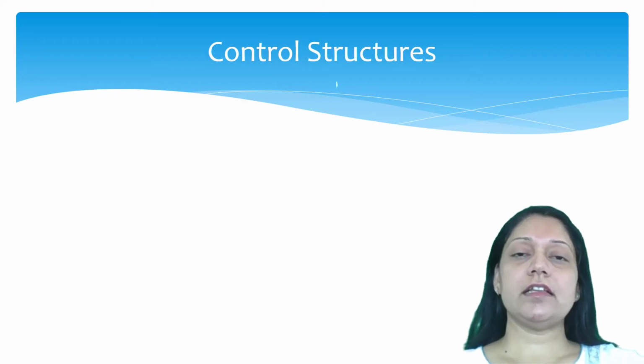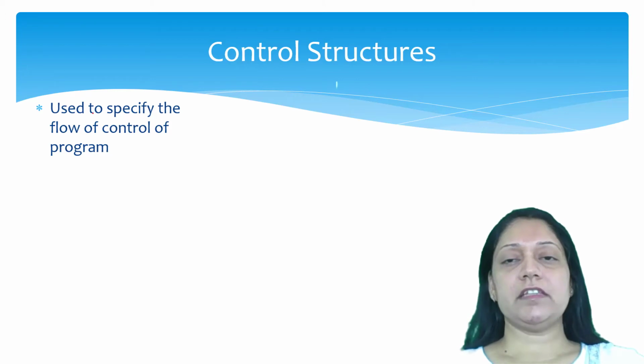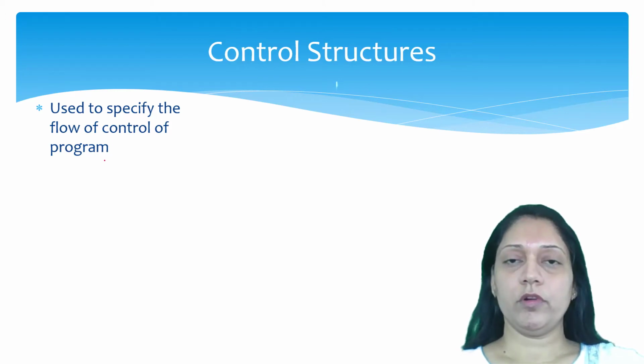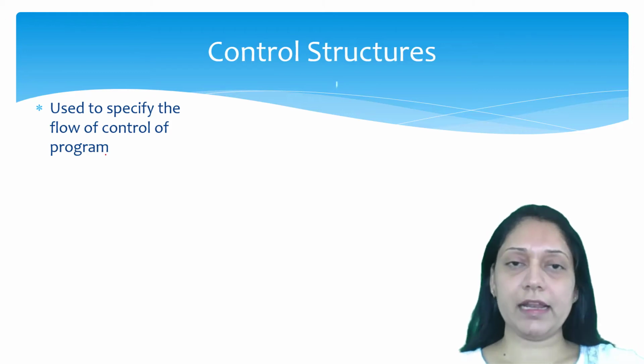Today we are going to see the new topic, control structures in C programming language. Let's understand what control structures are. Control structures are used to specify the flow of control of a program, and in which order the statements should be executed in the C programming language.